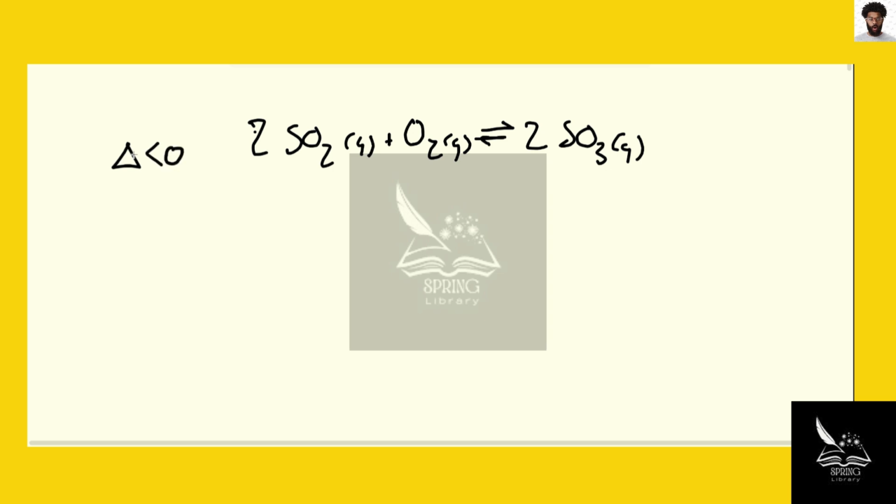Okay, we are given an equilibrium expression. We're told that 2SO2 gas plus O2 gas is in equilibrium with 2SO3 gas, and we're told that delta H is less than 0. What does that mean? That means that heat is a product. Heat is released when this reaction proceeds in the forward direction. That's what having a negative enthalpy means. We release heat, so we may consider heat a product of this reaction.